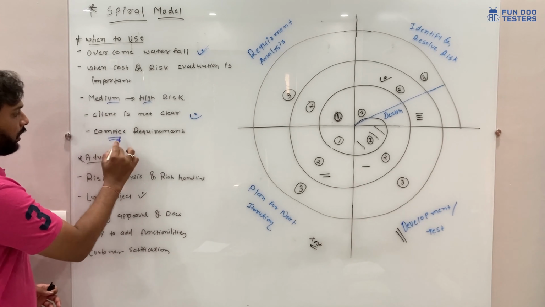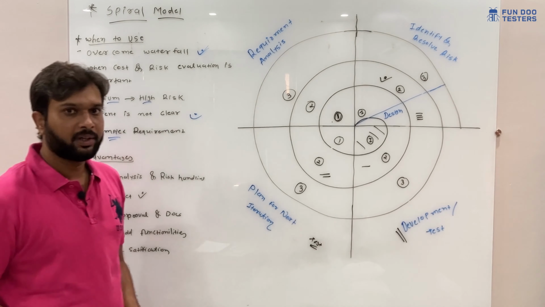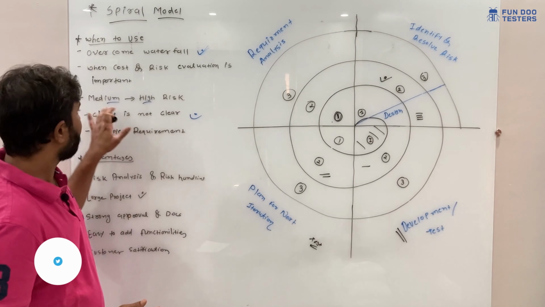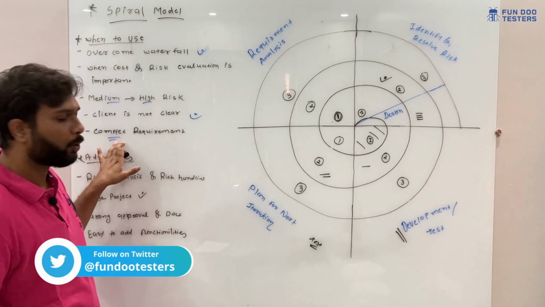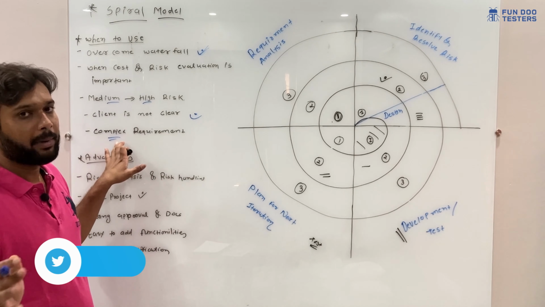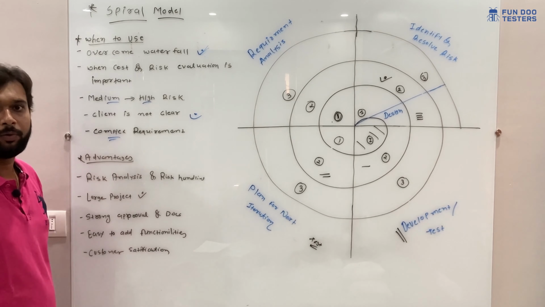Now another point is complex requirements. Definitely, if the product is medium to high risk or a medium to large scale product, in that case the requirements are by default complex. So in that case we can go with the spiral model.